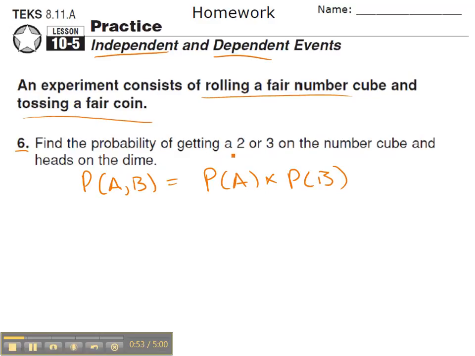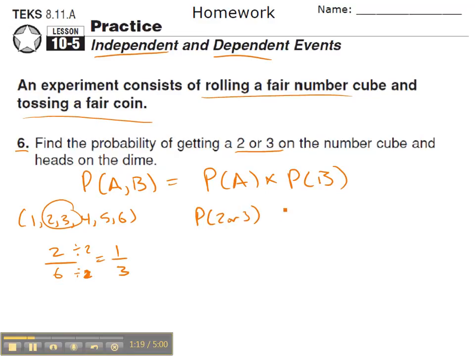So we have to find the probability of getting a 2 or 3 on the number cube. The number cube has sample space 1 through 6. So there are 2 favorable outcomes over the total possible outcomes, 6, and if you divide by 2 to simplify that fraction, you get 1/3. So the probability of a 2 or 3 equals 1/3, and then we want to flip heads on the dime, so we know the probability of heads is 1/2. One favorable outcome out of 2 possible outcomes, heads or tails.